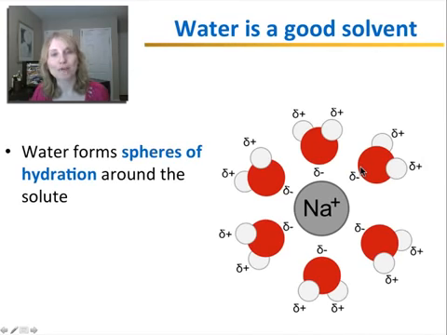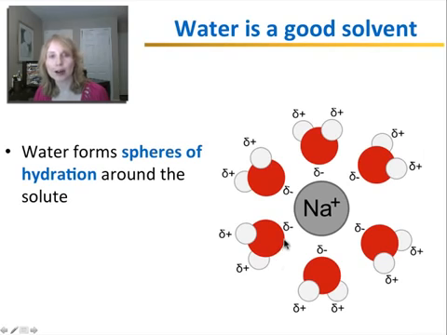And the other property of water is that it is a good solvent. It can dissolve other substances easily. So here is a sodium ion, which would be the solute, the substance that is being dissolved, and water that's doing the dissolving is the solvent.